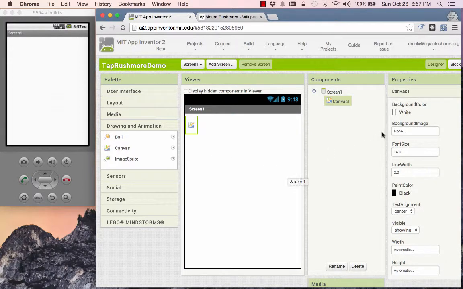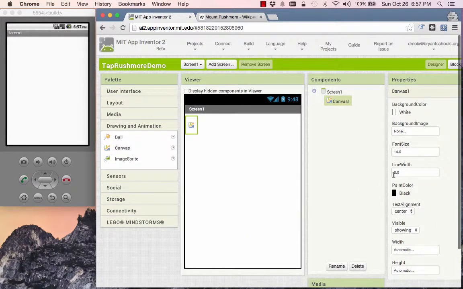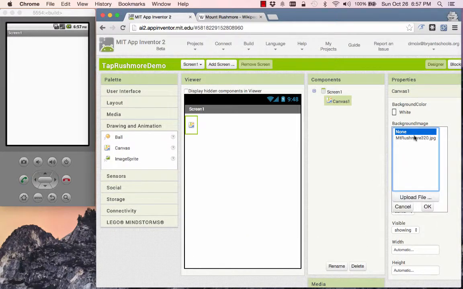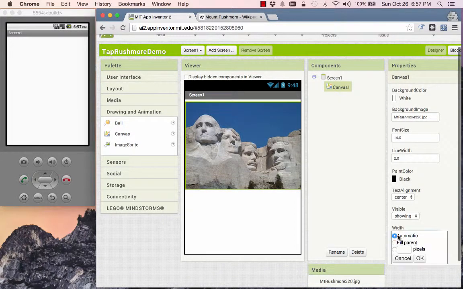And now I want to choose the image. I've already uploaded the Mount Rushmore image, and the dimensions of the image are 320 by 240. So if I choose the background image of the canvas to be that Mount Rushmore, it should automatically resize the canvas. But just to make sure, we can set the dimensions of it to 320 by 240, specifically in case we're on a different device or something else goes wrong. So I'm going to use 320 by 240 as the size of my canvas.